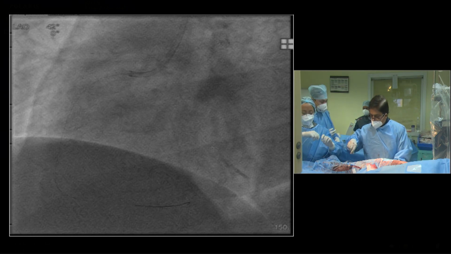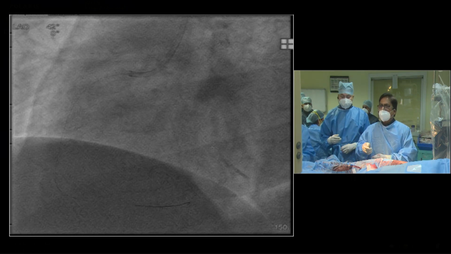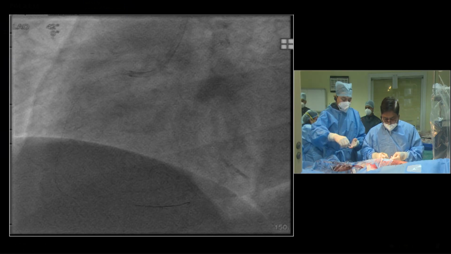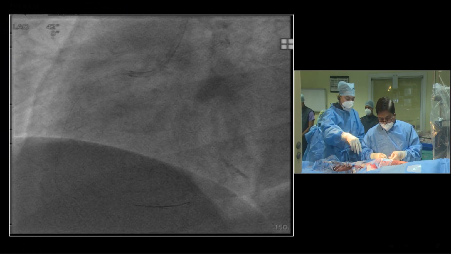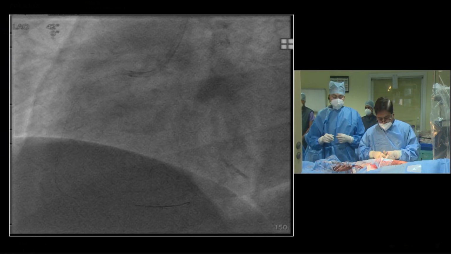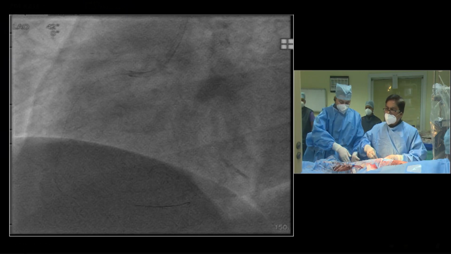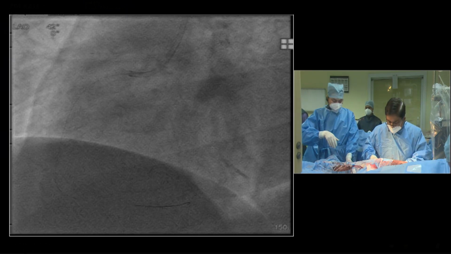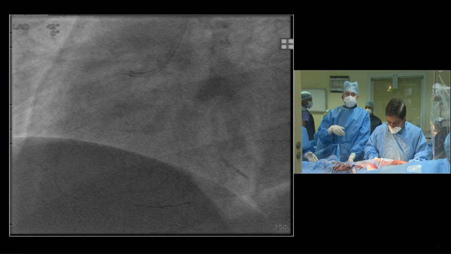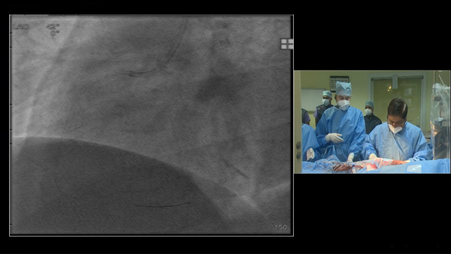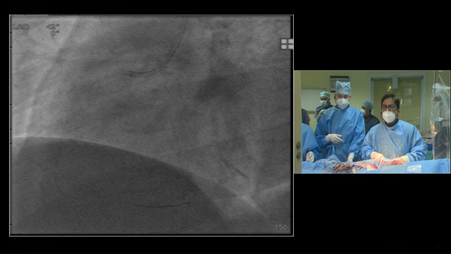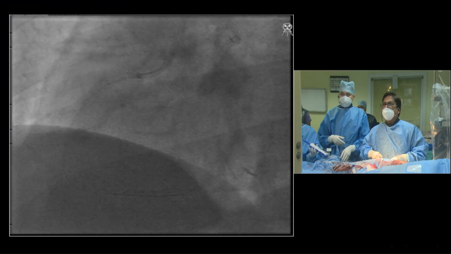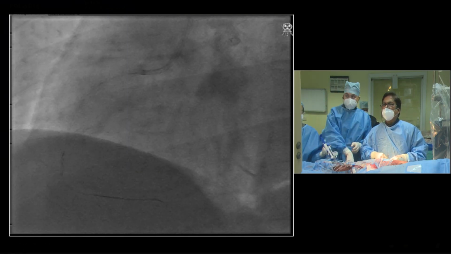There's a little contrast staining in the distal part. I think that's the previous shot that left some contrast in the distal RCA. So I think just volume and increasing the heart rate would probably get rid of that. Give him some more fluid. Check the jet. Give more atropine.